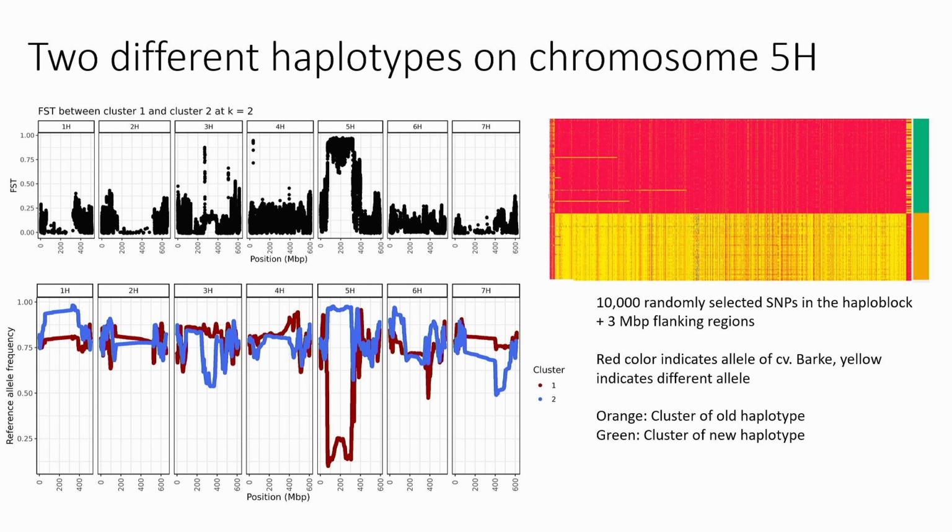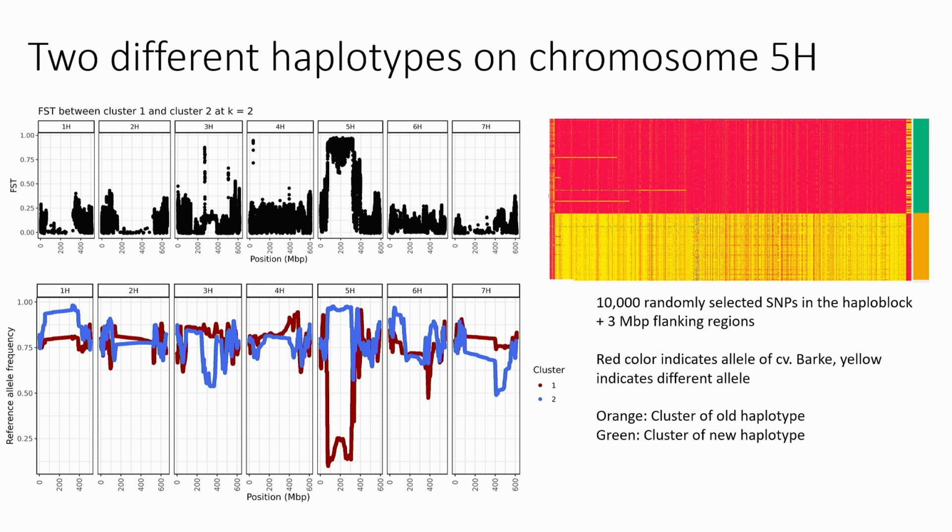And we identified a region on chromosome 5H that is characterized by very high FST values, generally above 0.7, but you will see that in many cases it actually almost reaches 1. So that indicates that these two clusters carry completely different alleles, different haplotypes, at this region.